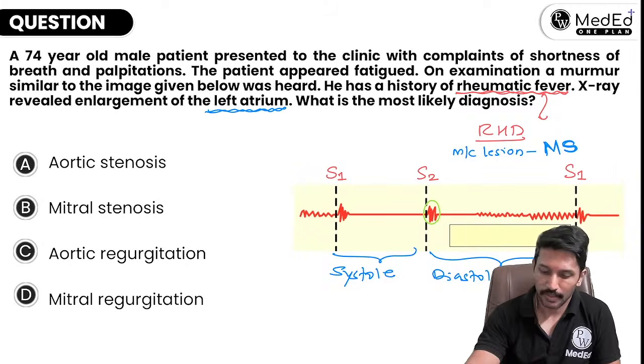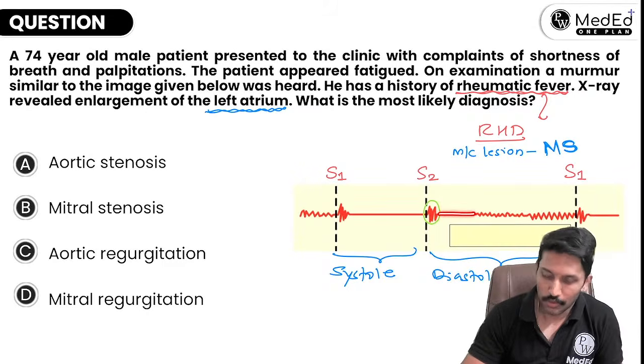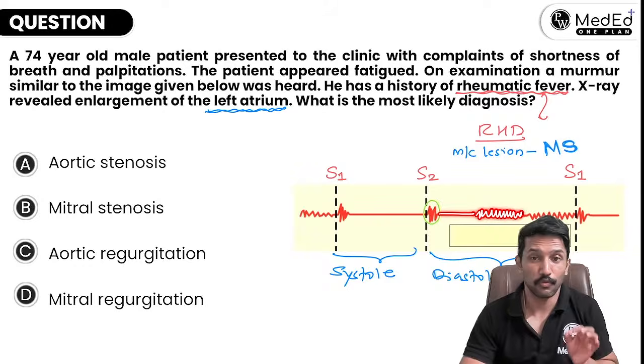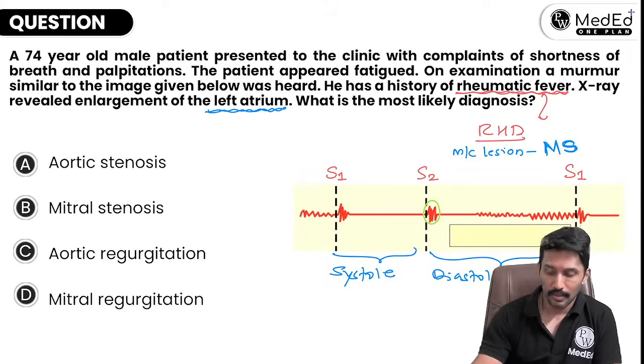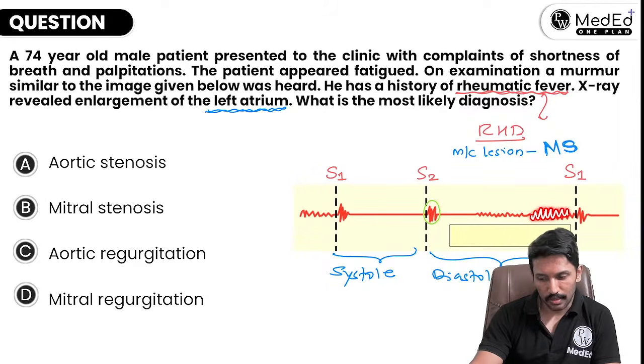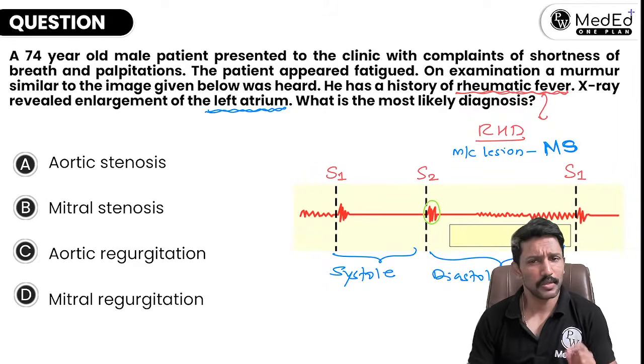Okay, so after S2 there is nothing going on, and then somewhere here I can see oscillations or vibrations on the phonocardiogram. That means the murmur started here. After that the murmur became louder in intensity. So what murmur is this?